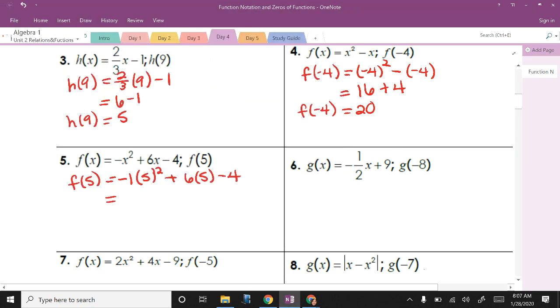I'll get used to this touch screen one day. And then what's 6 times 5? 30. And then -4. So it's -25 plus 30 minus 4. Just go left to right. -25 plus 30 is what? 5 minus 4 is 1. So this function, when x is 5, the y value is 1.